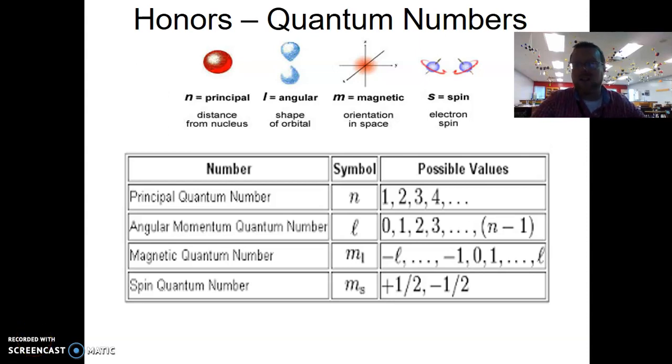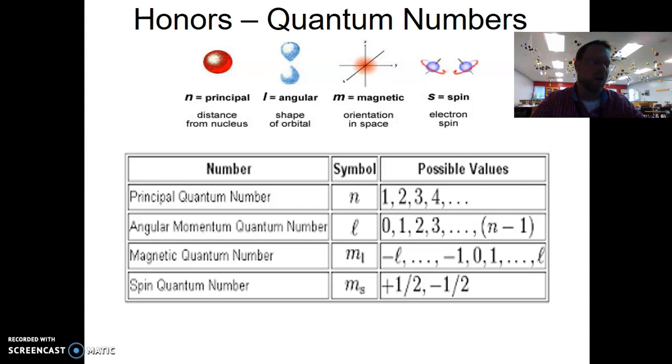Today we're going to be talking about quantum numbers and how they relate to electron configuration. An analogy that you can use to help understand this is the parts of an address. You can think about quantum numbers as you go from n to l to m sub l to m sub s as being more specific parts of an address.